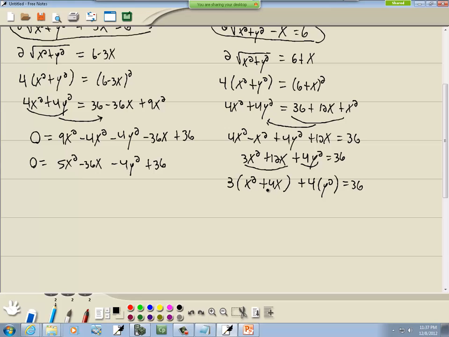Complete the square for the x's. We don't have to do it for the y's because there's nothing there, but remember, completing the square for the x's. Take the number before your x, which is 4, times a half and squared. 4 times a half is 2, 2 squared is 4. So we got x squared plus 4x plus 4 minus 4, and then I'll rewrite this as (y minus 0) squared equals 36.